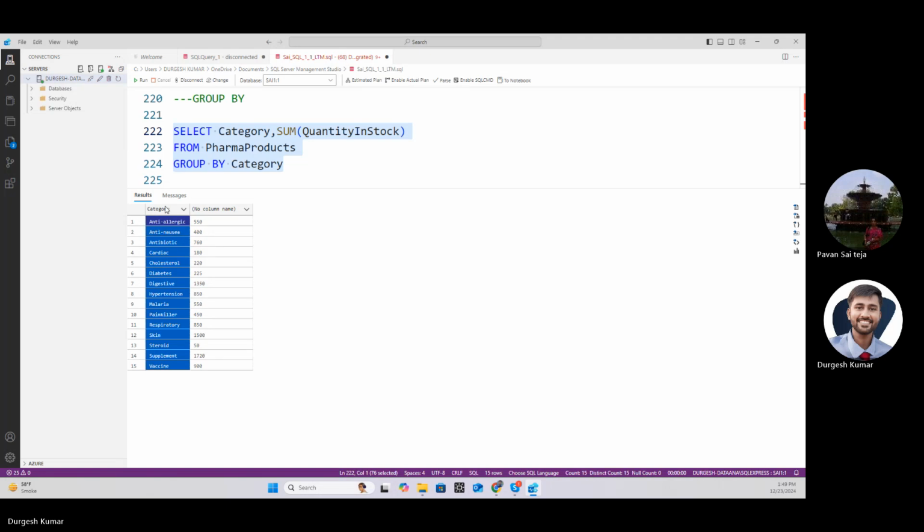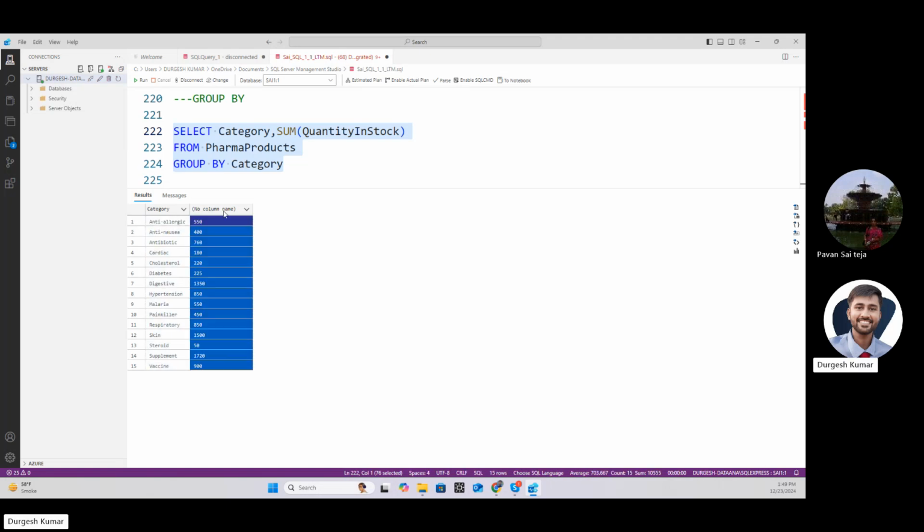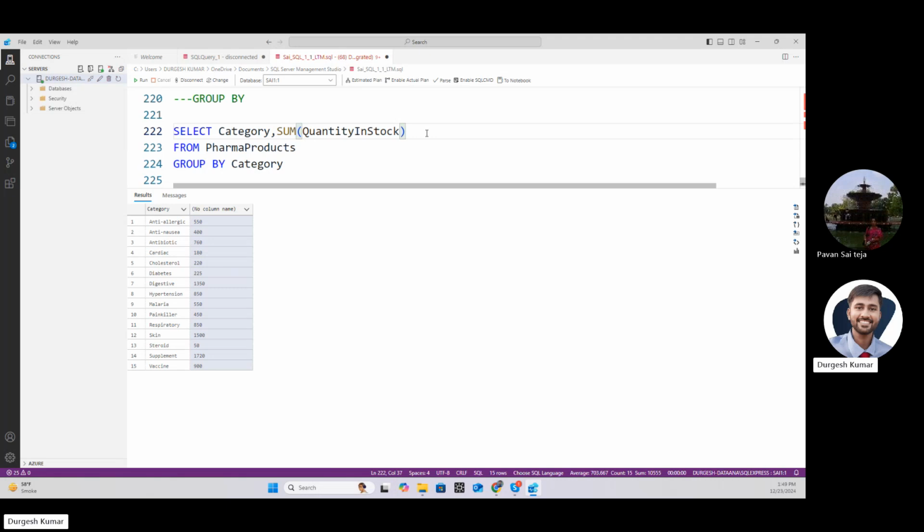Now see, this column doesn't have any name. So we'll say here quantity. Either you can write like this or you can write here as. This is called alias. I wanted to know in the table that this calculation is quantity. So this is how you get a group by. We are getting group total quantity by each category.